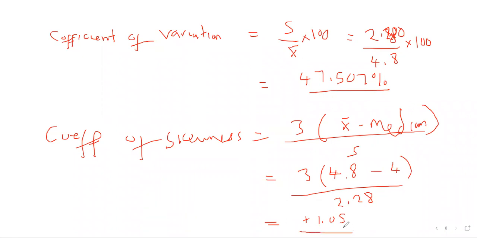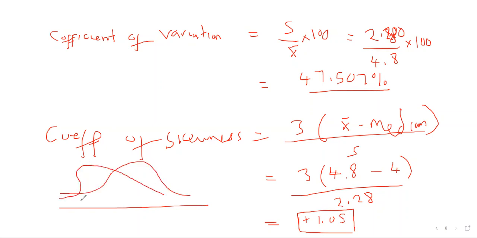Here, you just come to say that it's positively skewed or negatively skewed. If you get a negative, you say it's negatively skewed, it means bending to the left. If you get a positive, it means it's tilting to the right.